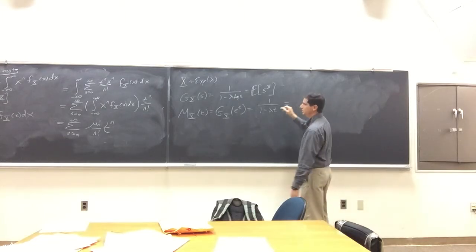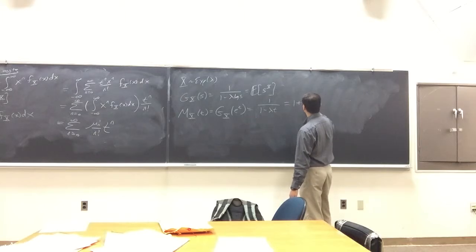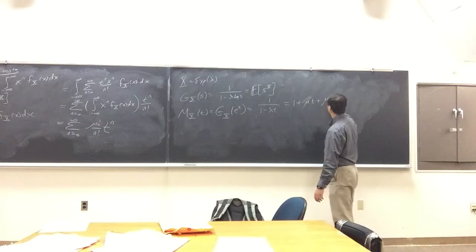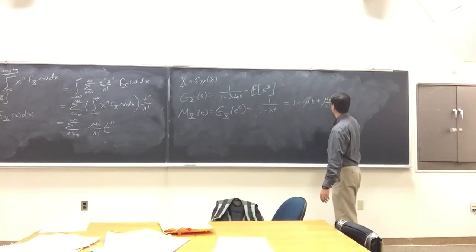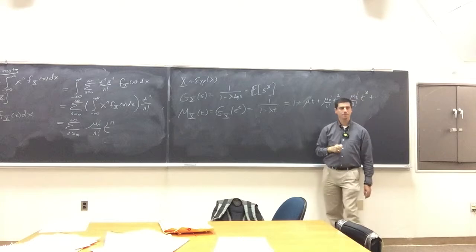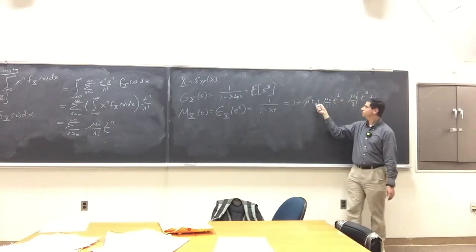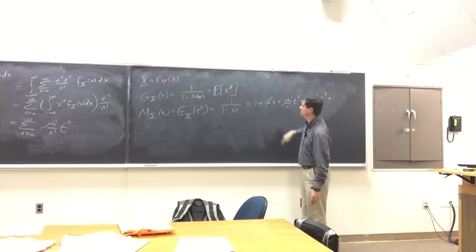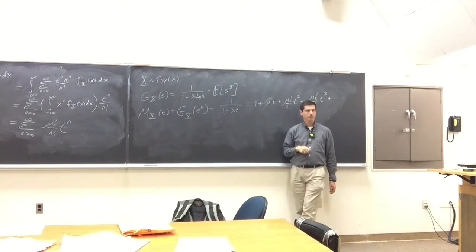This is equal to, let's expand things out, 1 plus mu1 prime t plus mu2 prime over 2 factorial t squared plus mu3 prime over 3 factorial t cubed plus dot dot dot. And I'm just writing mu1 prime as mu because that's how we write the mean. And the 0 term is just going to be 1.